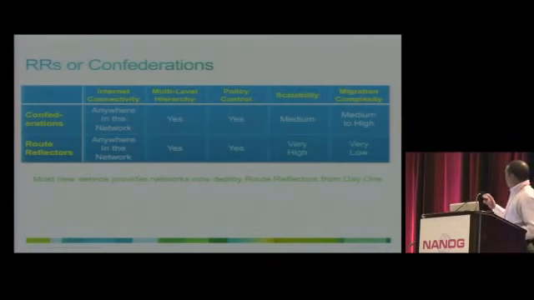So in summary, to compare the two, both of them deal with the full mesh scaling issue, and they are hierarchical. There's policy control for both of them, but in terms of scalability, route reflector scales very high compared to confederation. It's easier to migrate. So in most cases, route reflectors are preferred, and most implementations use route reflectors instead of confederations.